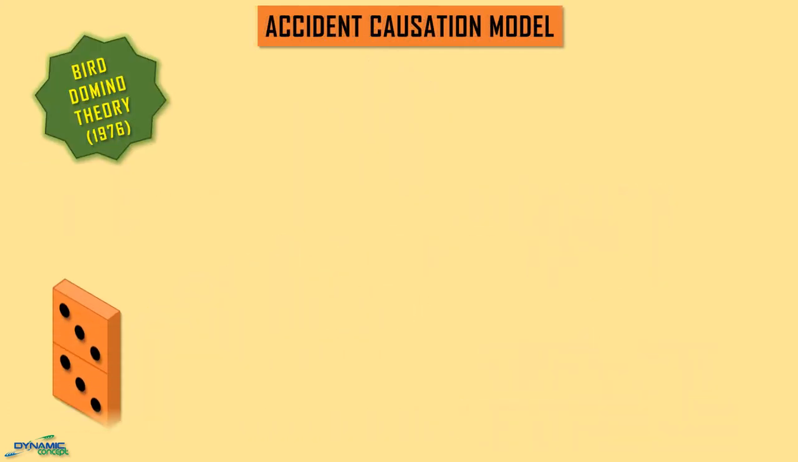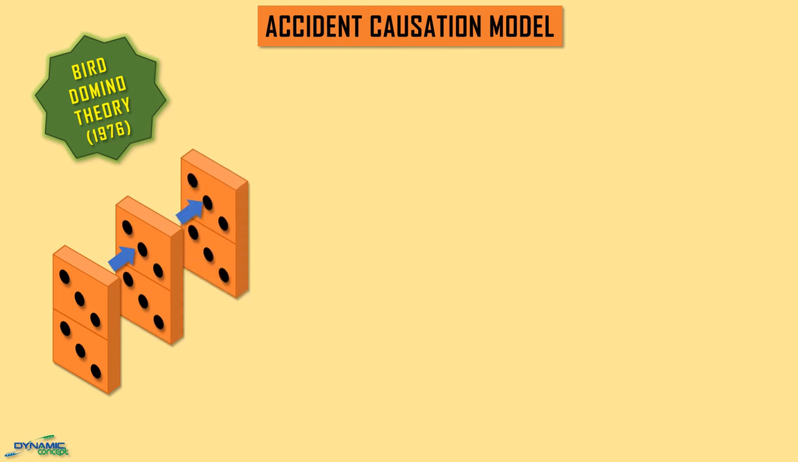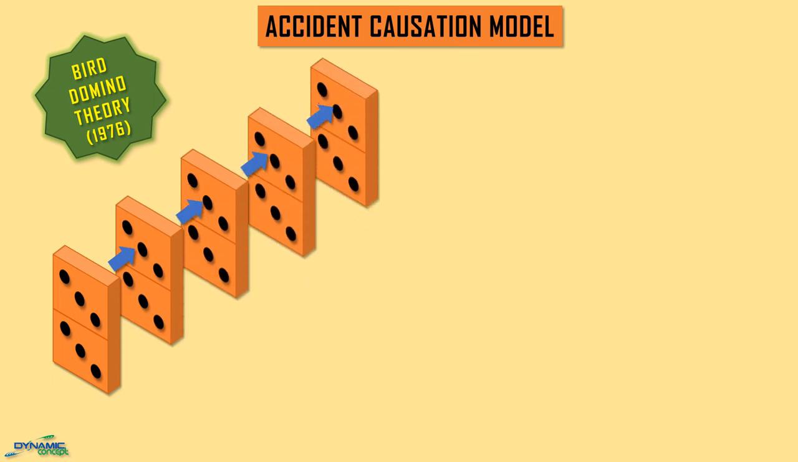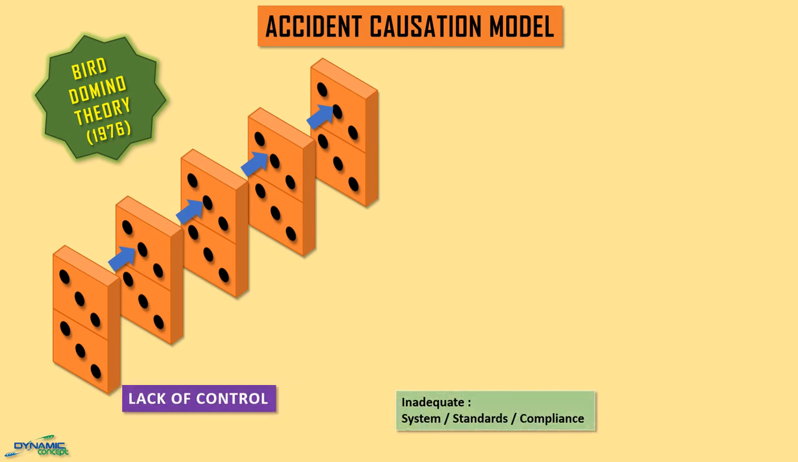The first update of the Domino Theory was presented by Bird and Loftus in 1976. Using the same number of dominoes, the elements are lack of control, which refers to inadequate system, standard and compliance by the management. This led to the basic causes that include human factors such as incompetence, and also job factors such as inadequate work standard.